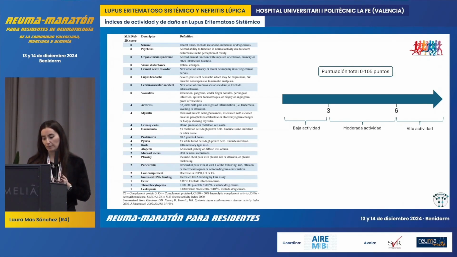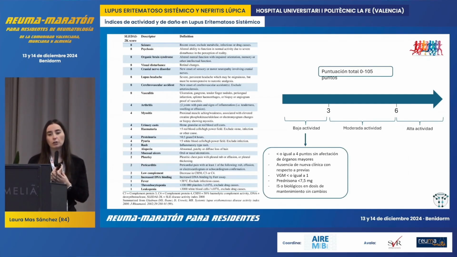As such, it can have a maximum of up to 105 points, but we hope no one ever reaches that score. And like many others we'll see, it's a scale where the score determines whether the disease activity is low, moderate, or high. In this case, up to 3 points on the SLEDAI-2K is considered low activity, up to 6 is moderate, and beyond that, high.